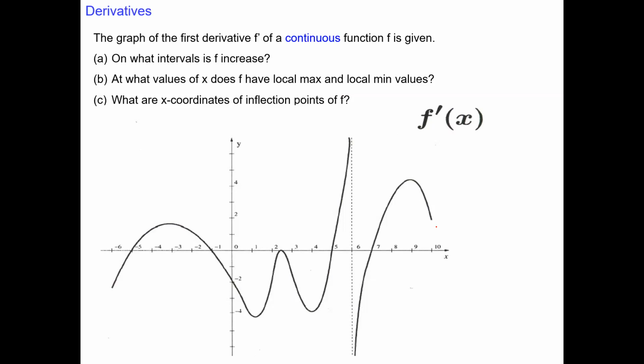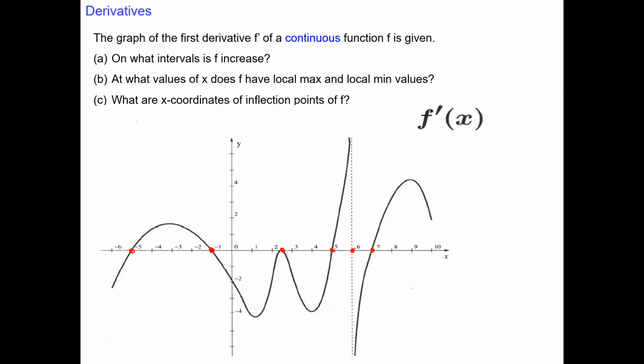Okay, excellent. I think first of all, this is the derivative. The derivative is 0 here, here, here, here, here. And this will be the endpoint. That means those are the zeros. Also, the derivative is undefined at 6.